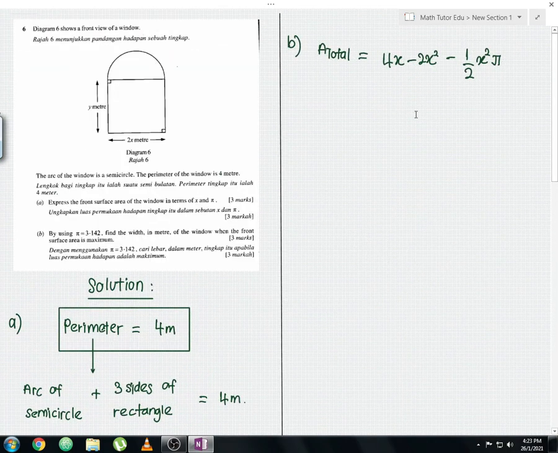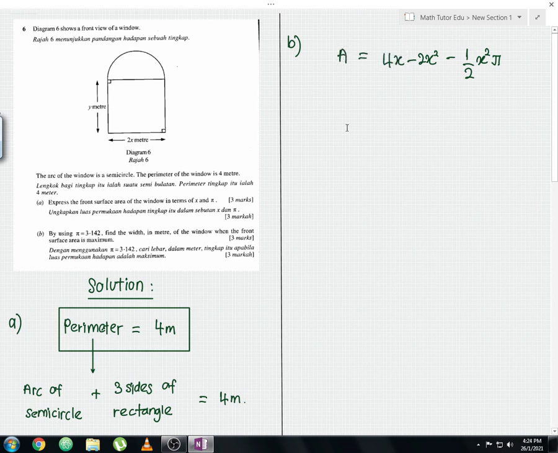Okay, so we have already found the front surface area is equal to 4x minus 2x squared minus 1 over 2 x squared pi. So instead of A total, let me just write A over here. Before I forget, this question actually involves the combination of circular measure and differentiation. So this is an example of a HOTS question, guys. Okay, so let us continue.